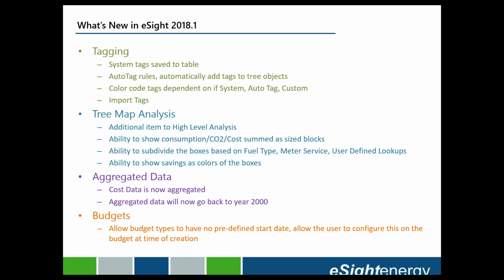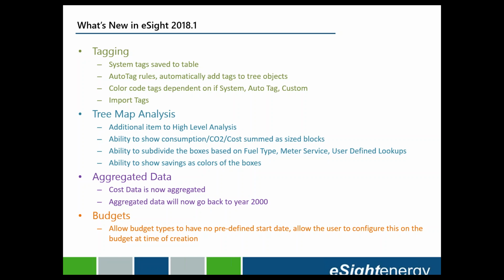And all that to say, we've done that for consumption for several versions now. Now we also do that with cost data, basically to support what I just touched on above, that now you can look at cost in your high-level analysis. Additionally, this is a minor point, aggregated data used to only go back a couple of years, and that's basically because it was only used by Envy initially. Now we're expanding use of aggregated data, so that's actually going to go all the way back to the year 2000, which should pretty well cover most cases for our customers.